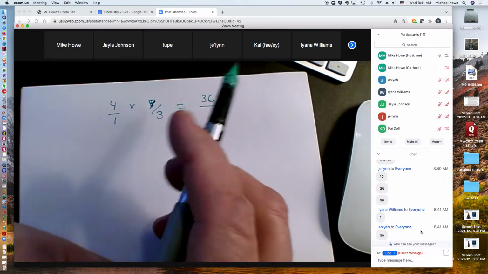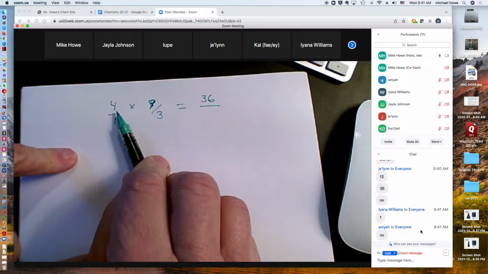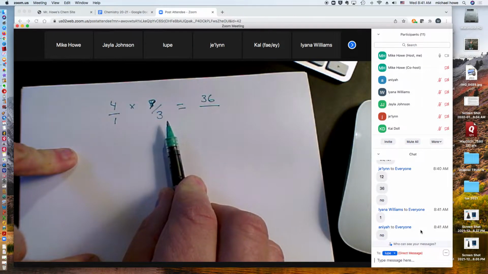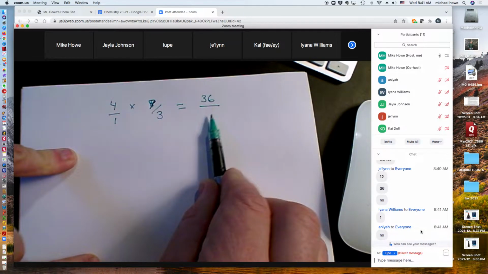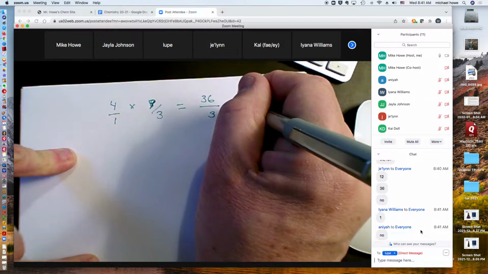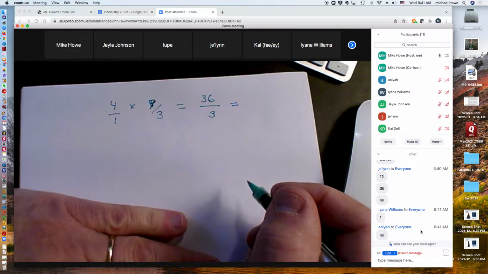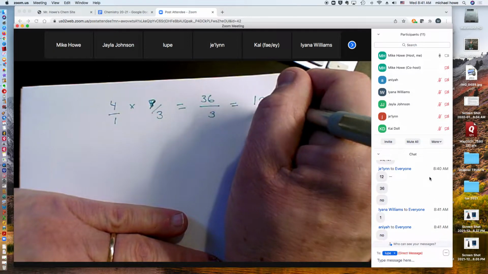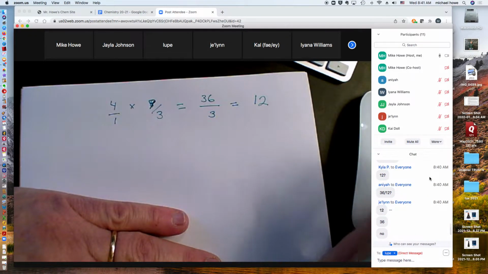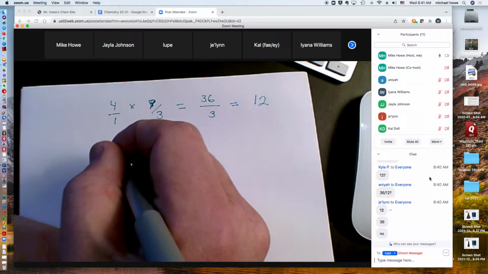So when you're multiplying fractions, you multiply across the top, and you multiply across the bottom. Then you divide the top by what's on the bottom. So 1 times 3 is 3. So the answer to the question is, so the people that said 12, yes. All right, so let's try another one.